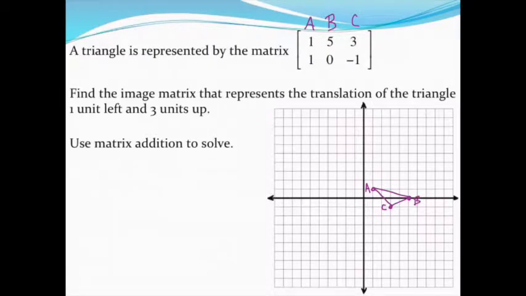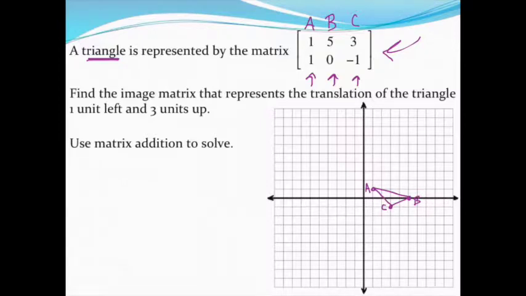Alright, so we're given a matrix representation of a triangle. I know this is a triangle for 2 reasons. One, well, duh, they've told me it's a triangle, but more so I can tell that there's 3 columns. Remember, each column is going to represent a different coordinate.